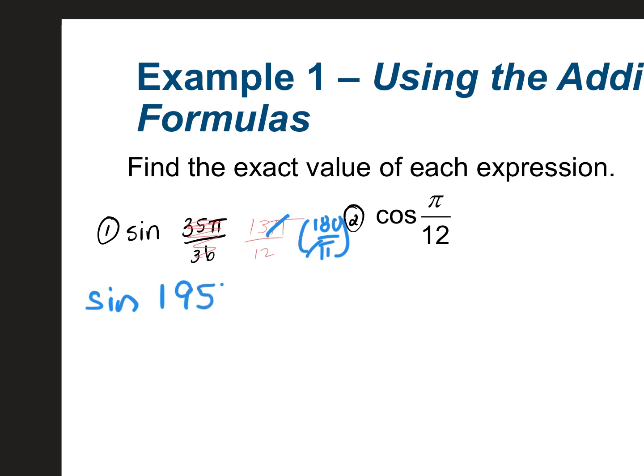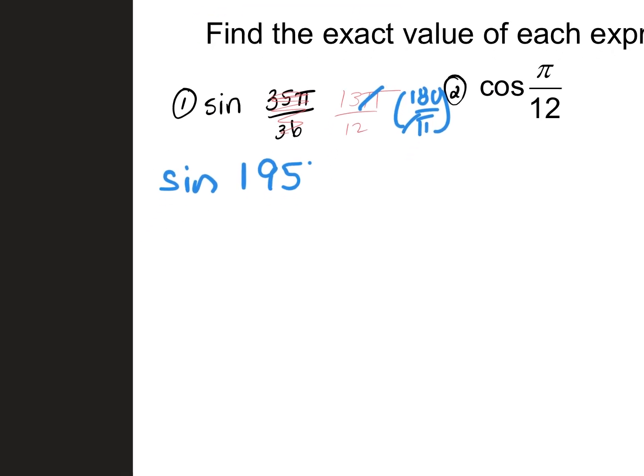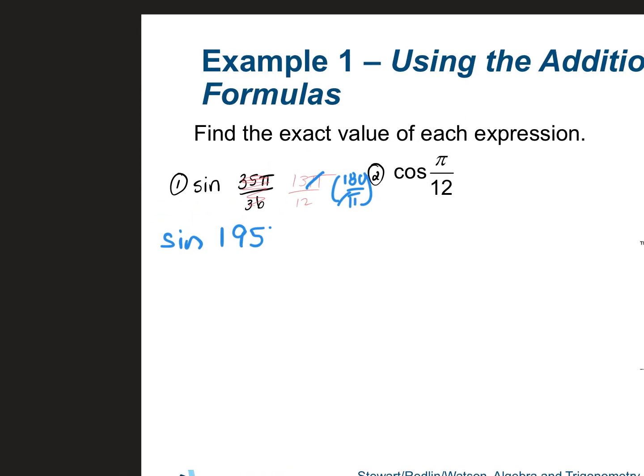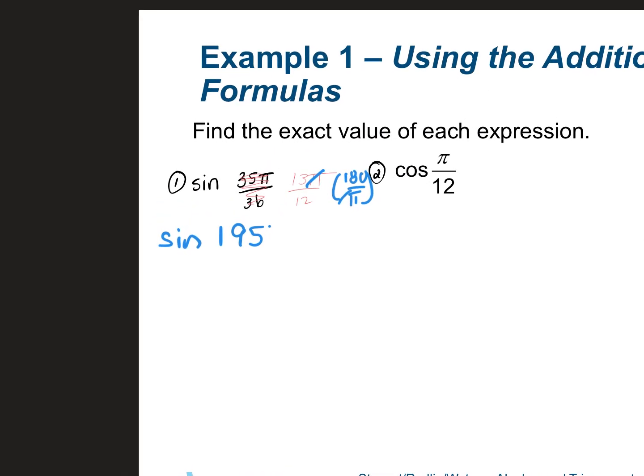All right, so here we go. This is how we're going to do this. First of all, everybody go to your unit circle. Do you see 195 degrees? So when you're asked to find the exact value, you can put that in your calculator and get whatever the decimal equivalent is, but that's not what they're asking for. They want to know what the exact value is of the sine of 195.